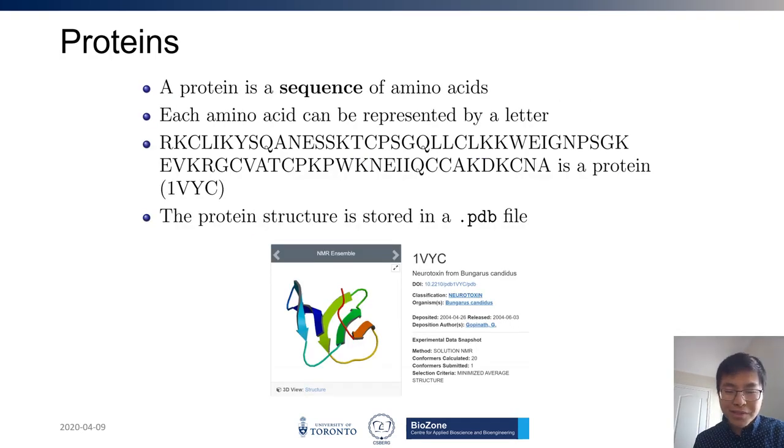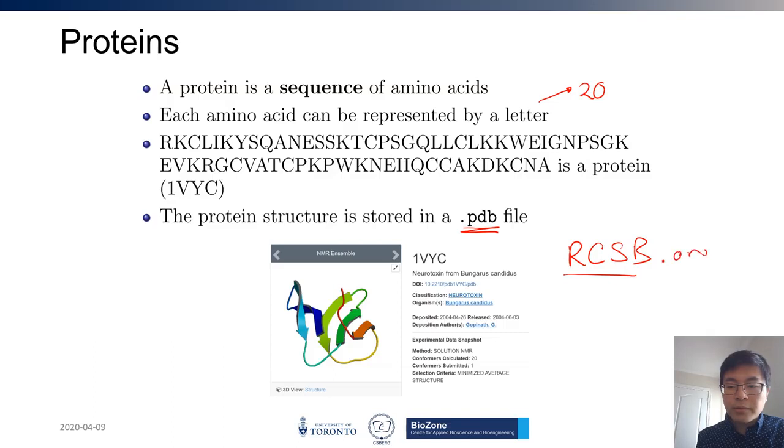Finally, we get to proteins. A very basic introduction: a protein is a sequence of amino acids. Each amino acid is represented by a letter. Different from the English alphabet, we have 20 canonical amino acids. There can be more, but naturally we can just consider 20. A protein is stored, at least the structure of a protein is stored, in something known as a PDB file. Those you can find on the database at rcsb.org.